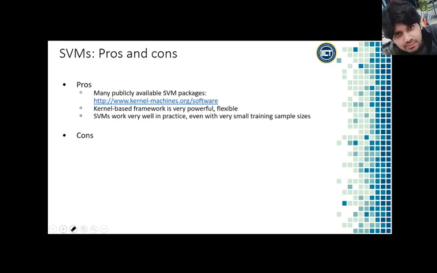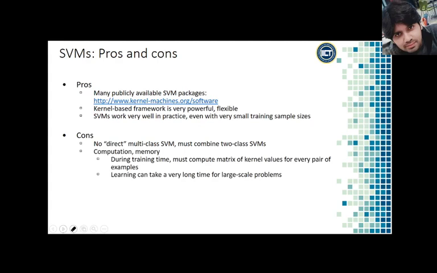Now the disadvantage is there is no direct multi-class SVM and you must combine two-class SVMs. There is also the computation and memory cost, because during training we have to compute the matrix of kernel values for every pair of examples. So learning can take a very long time for large-scale problems.